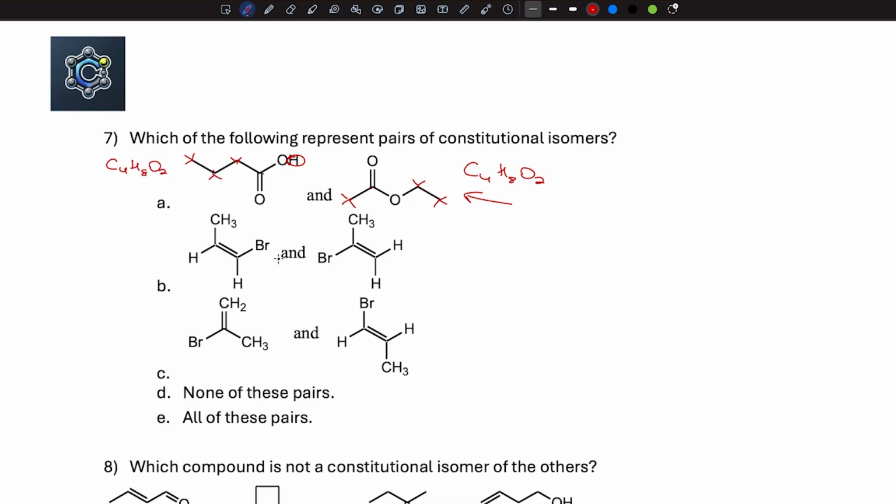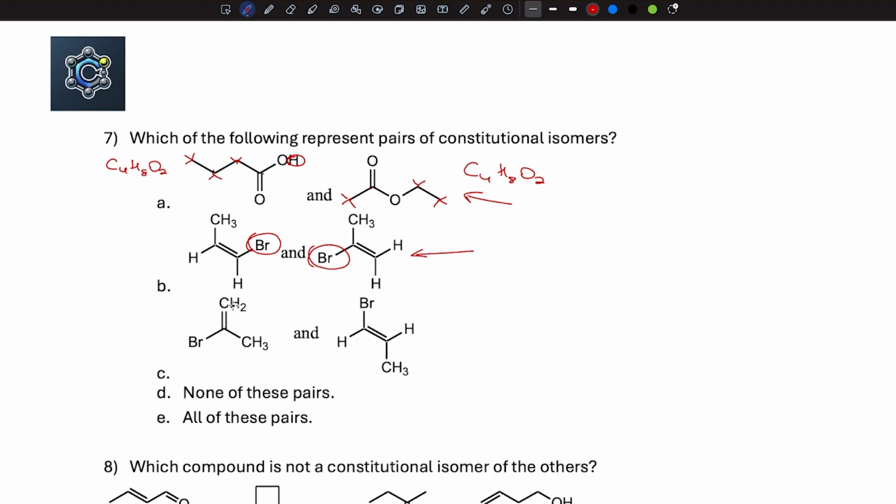In the next pair, notice that again, this bromine is just on a completely different carbon. And so this does not count as cis-trans isomerism. This bromine was literally placed on a different carbon. And so we can say that yes, this also is a pair of constitutional isomers.